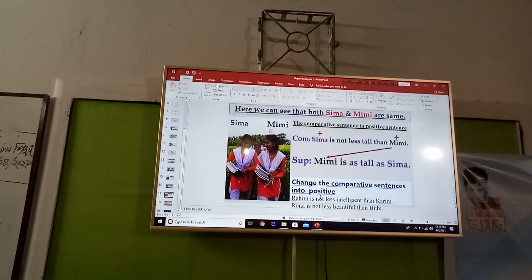Sima is not less tall than Mimi. So Mimi is as tall as Sima. As the meaning is the same, you can also say Sima is as tall as Mimi. You can also find them in the same picture, in the same size. Okay. Now go to the next sentence. Rohin is not less intelligent than Corin. The sentence is in comparative form. You can change it into positive form. That means Rohin is as intelligent as Corin. Or you can also say Corin is as intelligent as Rohin.